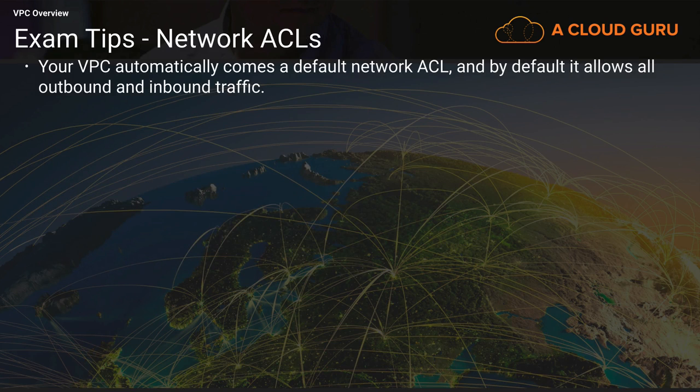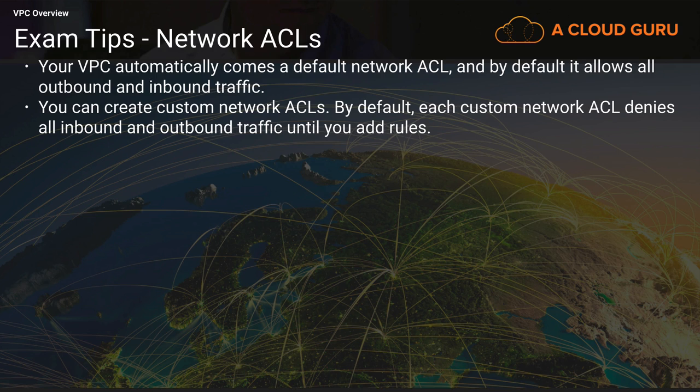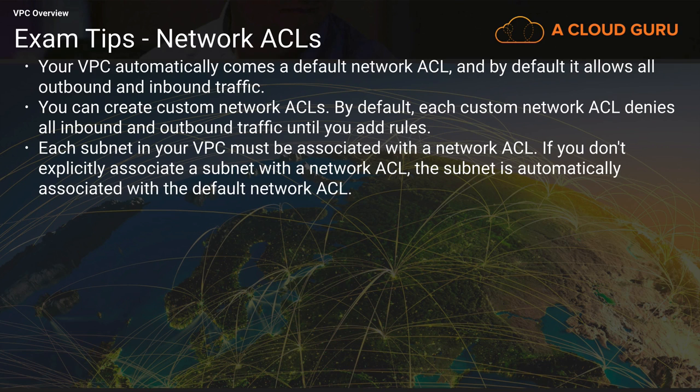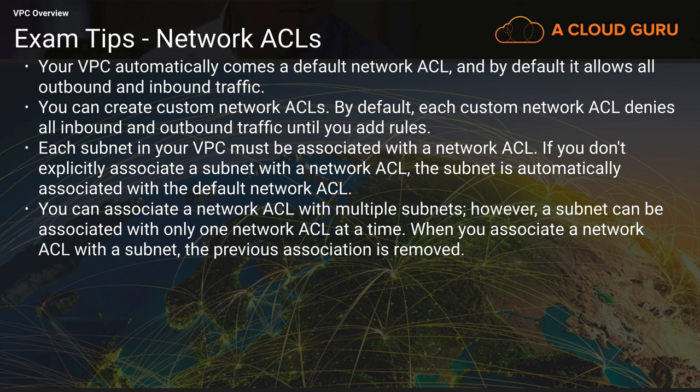Moving on to network access control lists. Your VPC automatically comes with a default network access control list, and by default it always allows all outbound and inbound traffic. You can then create your own custom network access control list. By default, each custom network access control list denies all outbound and inbound traffic until you add your own rules. Each subnet in your VPC must be associated with a network access control list. If you don't explicitly associate a subnet with one, the subnet is automatically associated with the default network access control list, and you can associate a network access control list with multiple subnets.